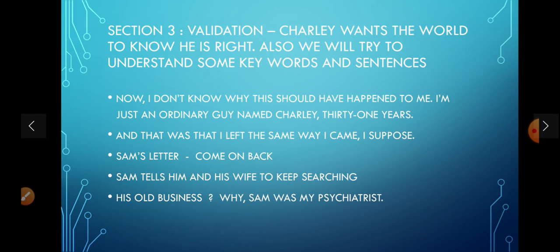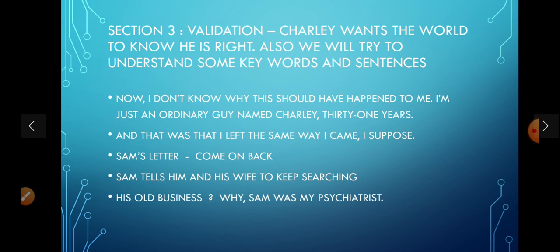Your friend would help you and tell you, okay, where are you stuck? Let me help you, I will give the directions. So the very fact Sam tells him, you and your wife keep searching, it becomes clear that this is a creation of Charlie's mind and not the real letter from Sam.